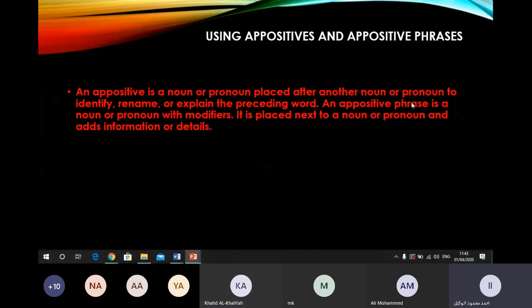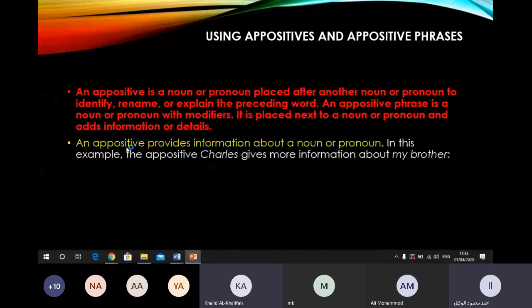An appositive phrase is a noun or pronoun with modifiers. Modifiers are the ones that modify the noun or the pronoun. It is placed next to a noun or a pronoun and adds information or details about the noun itself. Teacher, what are modifiers again? A modifier is the one that we use to modify a noun or a pronoun. We call them modifiers because they modify. An appositive, guys, provides information about the noun or the pronoun it modifies.